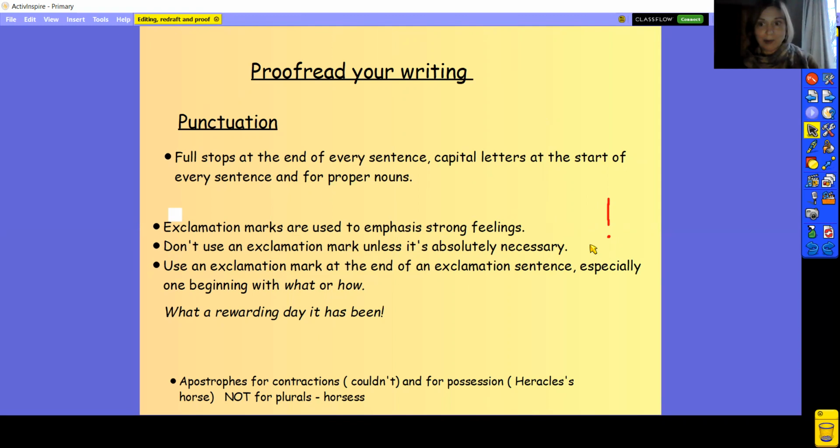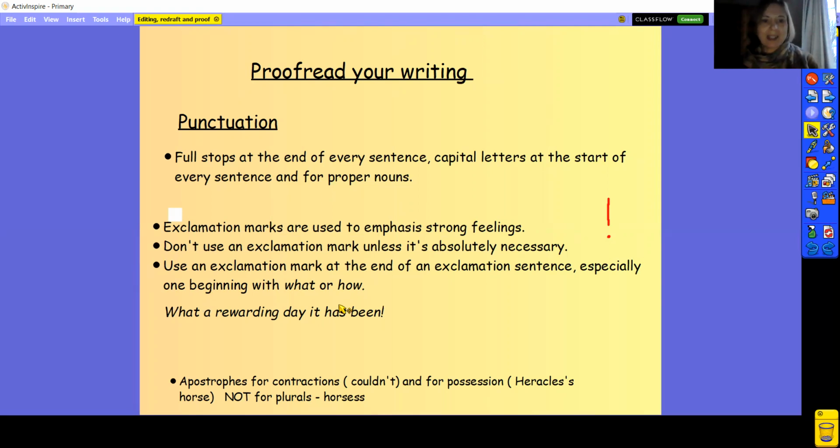And sometimes people use 3 or 4 exclamation marks after each other. You only need to use 1 at a time. Don't use 3 or 4. Don't need 2. Okay? So if you've got strong feelings, you're feeling really sad, I was devastated, then you might need to use your exclamation mark at the end of that sentence.